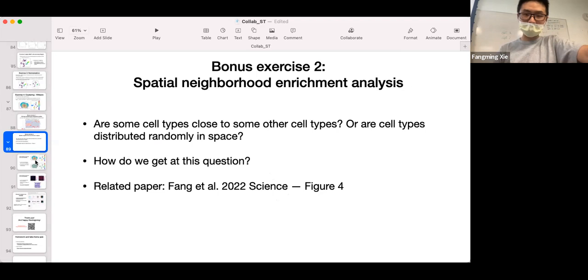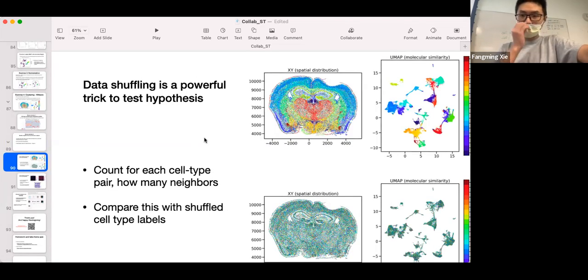But how do we get at this question? So how do we know, let me reiterate it, how do we know that certain cell types are closer together in a higher frequency than random? That would be the way to put it. So one way to do it is to shuffle your data, to create a random thing to compare with your actual data. So this is your actual data.